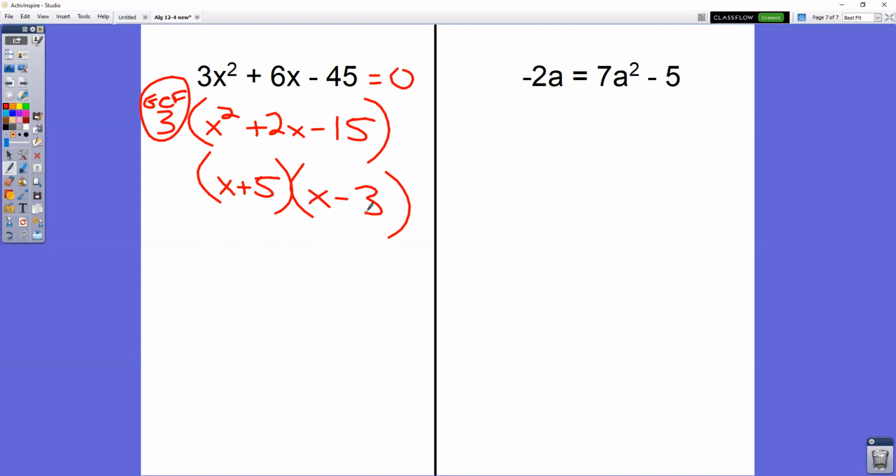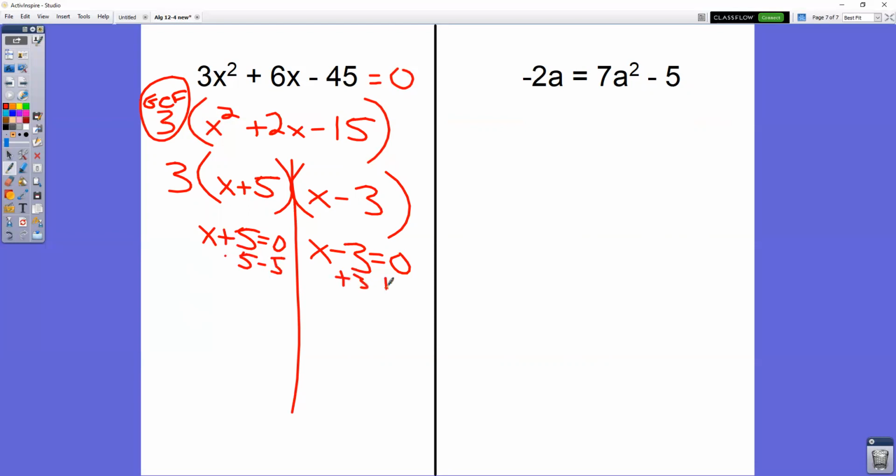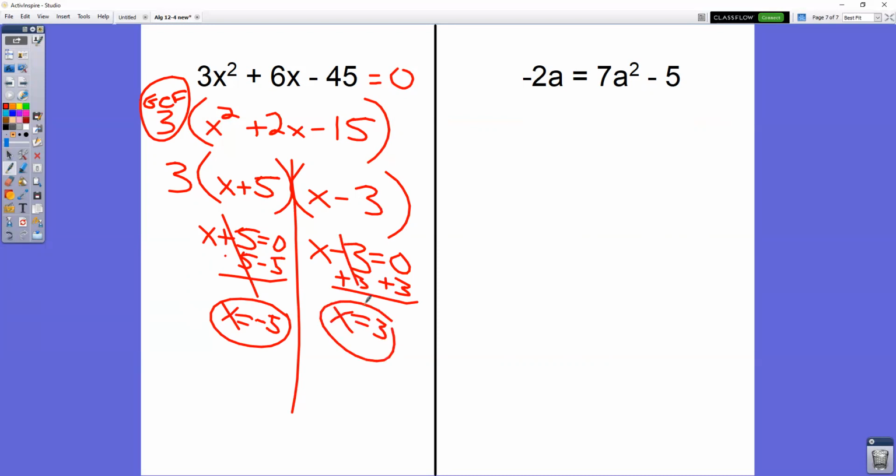All that you do with your greatest common factor is just write it out in front. That won't make a difference in your answer, because now we're drawing the line down the middle. We're setting both of the parentheses equal to 0. So x + 5 equals 0, x - 3 equals 0, -5 -5, +3 +3. x equals -5 and x equals 3.